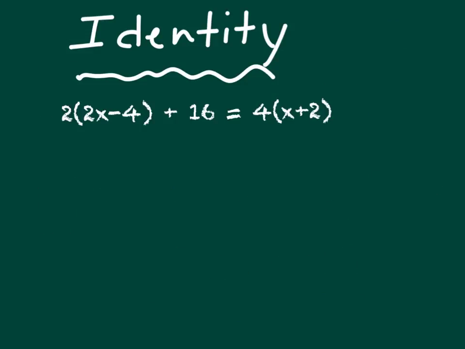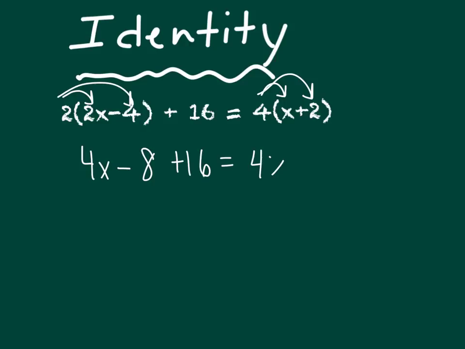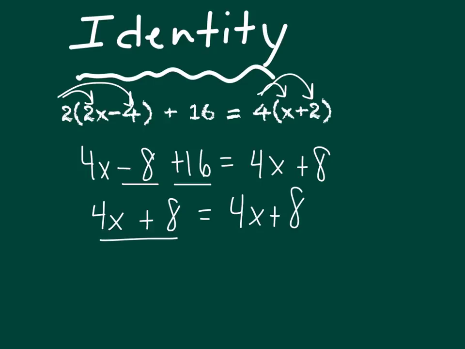Okay, so let's take a look at this identity. The first step we're going to do to solve this equation is distribute the 2, and we get 2 times 2x is 4x, and 2 times negative 4 is negative 8, plus 16 is equal to, and distribute the 4, and we get 4x plus 8. Now we're going to combine like terms, and we're left with 4x plus 8 is equal to 4x plus 8. And we have the same thing on both sides of the equation, which means that it's an identity.